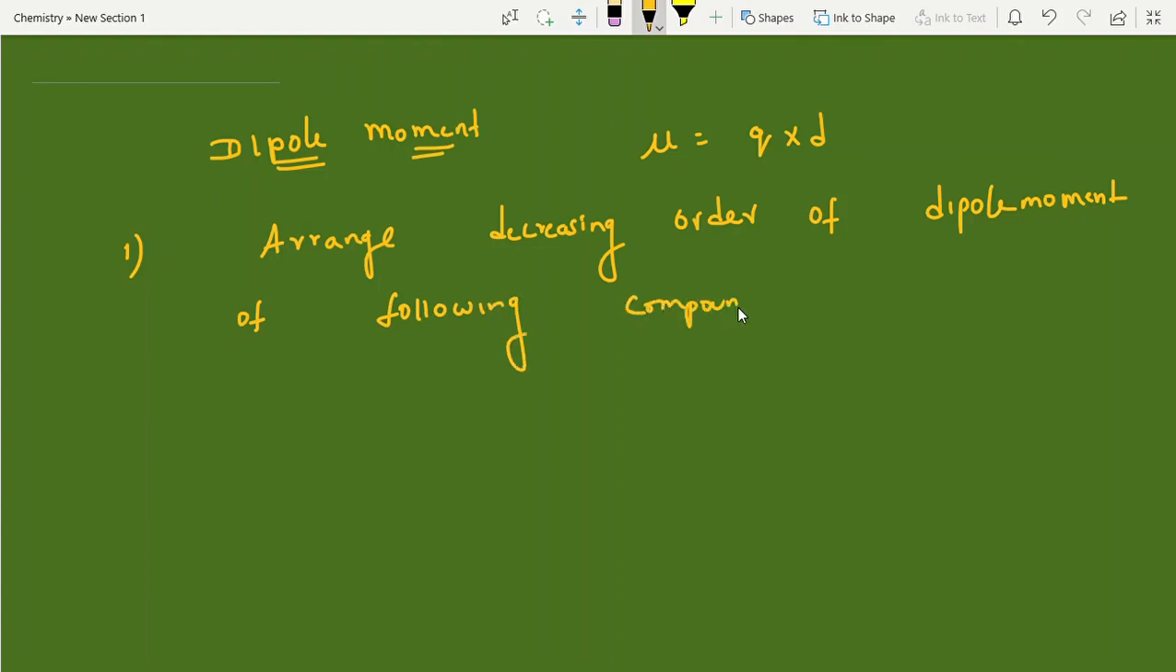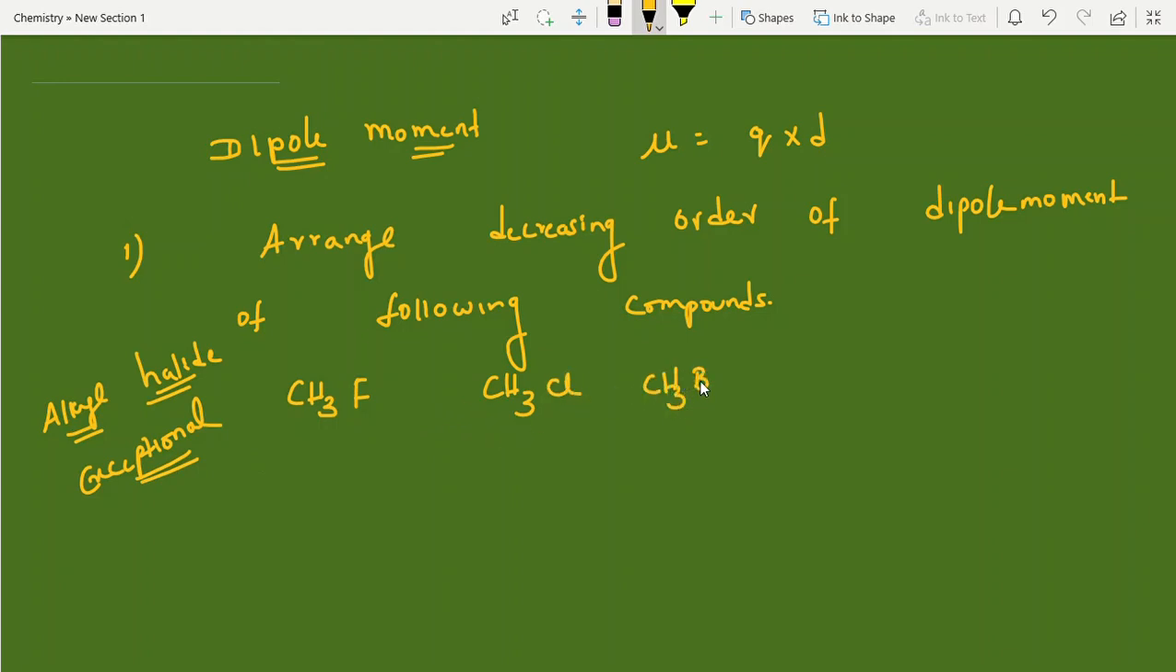I am giving 4 options here. One is CH3F, an alkyl halide. Why have I selected this question? This is one of the frequently asked questions, and that too with exceptional cases. Where exceptional cases are there, definitely those play an important role in our competitive examination. CH3Cl, next CH3Br, CH3I. Clear, students? They are asking you to write the decreasing order of dipole moment.